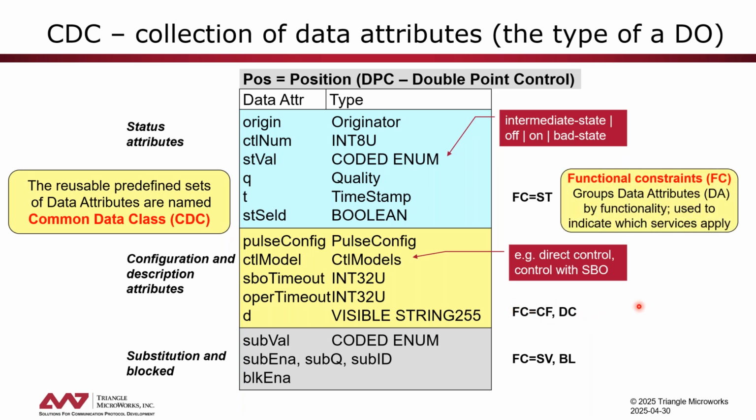So a function constraint is used to indicate the group that the data attribute belongs to, but based on the function constraint we also define what services can be applied. As an example, of course, if you have a configuration attribute, we can write information on it. So we can use the services to write information. On the status attribute, we can only read or report them, but we cannot really write the status attribute because that's the value captured from the network.